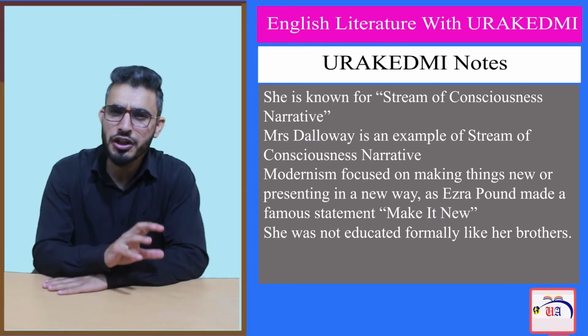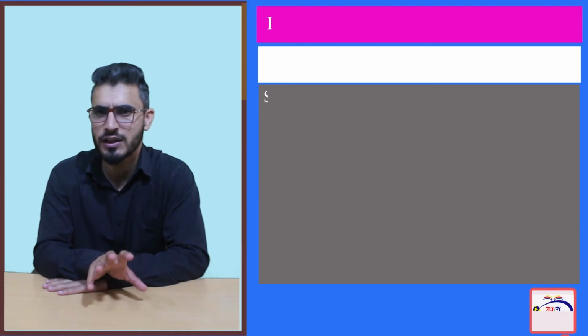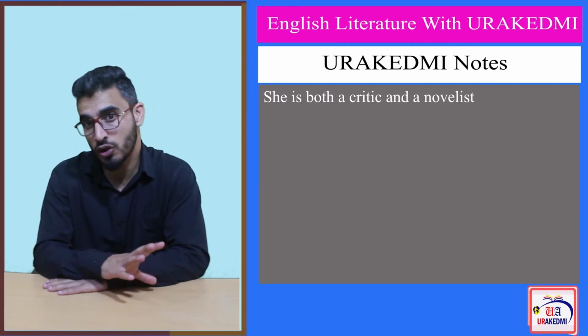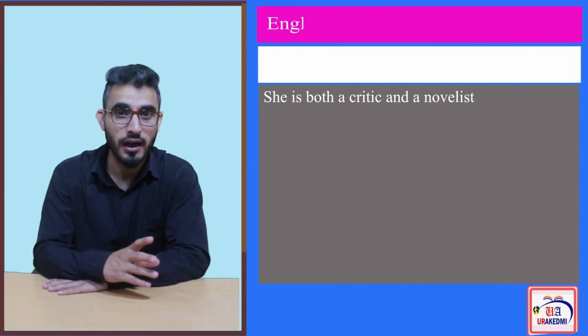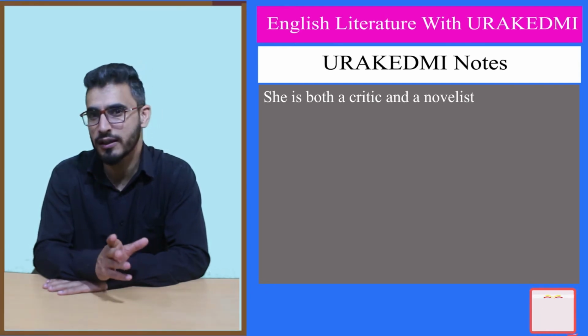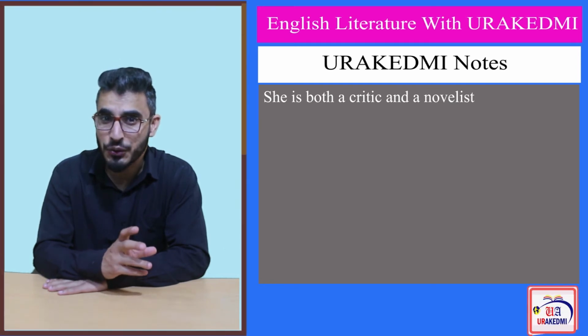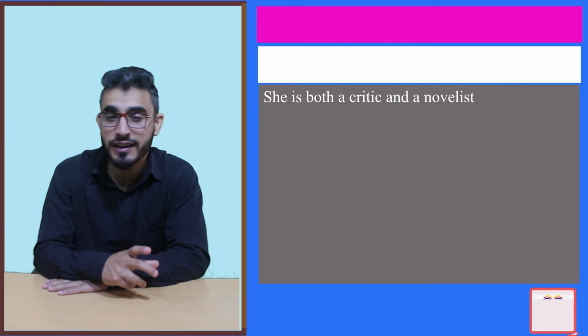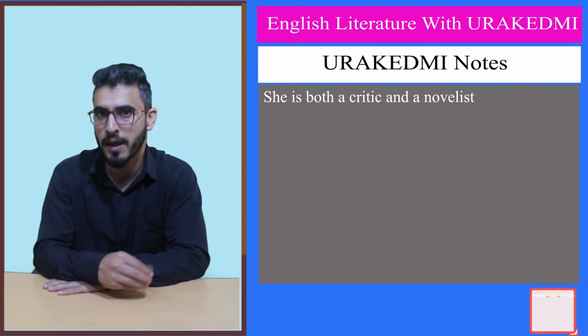Now, Virginia Woolf is one amongst those writers who is both a critic as well as a novelist. She is known for great novels like Orlando, To the Lighthouse, and Mrs. Dalloway. But besides this, she is also known for the most famous critical essays on feminism, like A Room of One's Own and Three Guineas.